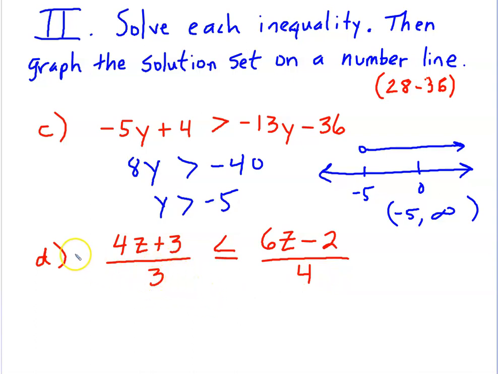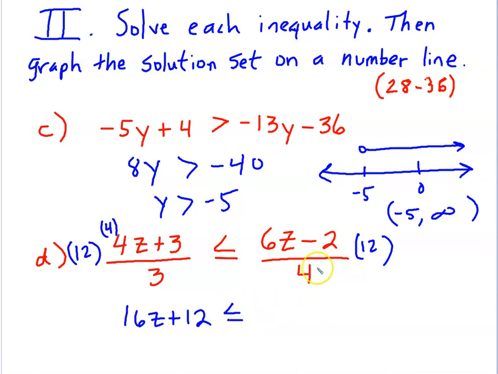Here, to clear denominators, we're going to use the lowest common denominator, which is 12. So I can divide 3 into 12 to get 4. And then I'm going to multiply 4 times both of these terms. That's 16z plus 12. Over here, I'll divide 4 into 12 and get 3. And I'll multiply 3 times both of these terms. That's 18z minus 6. So I'm going to solve for z.